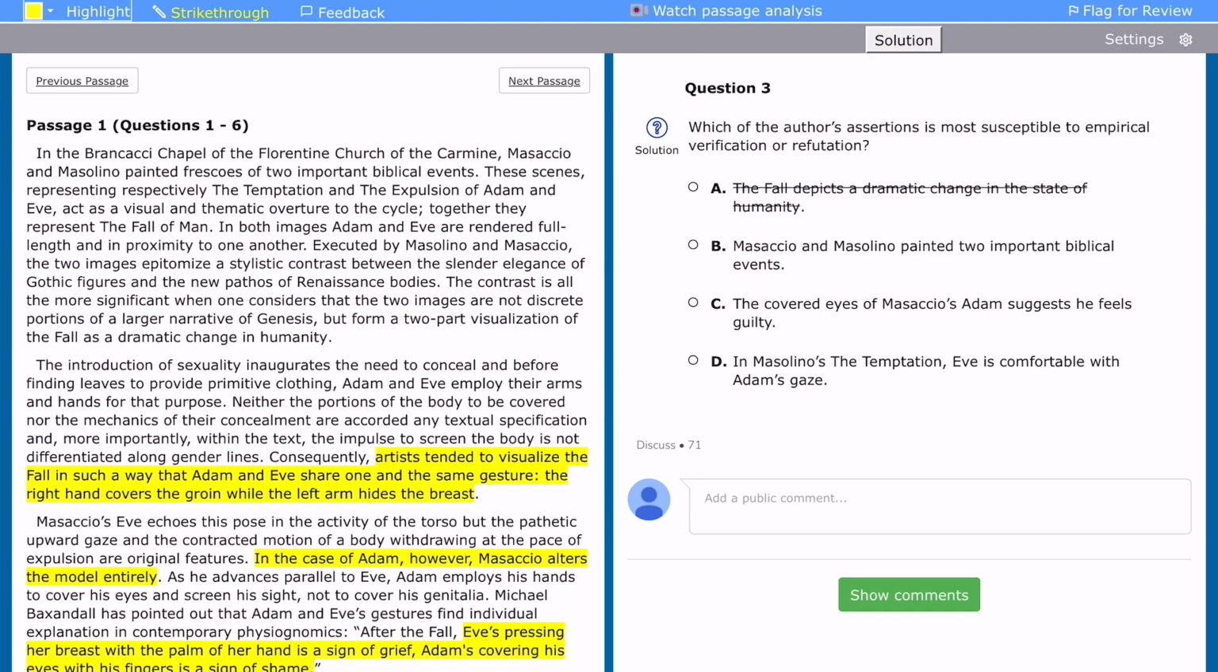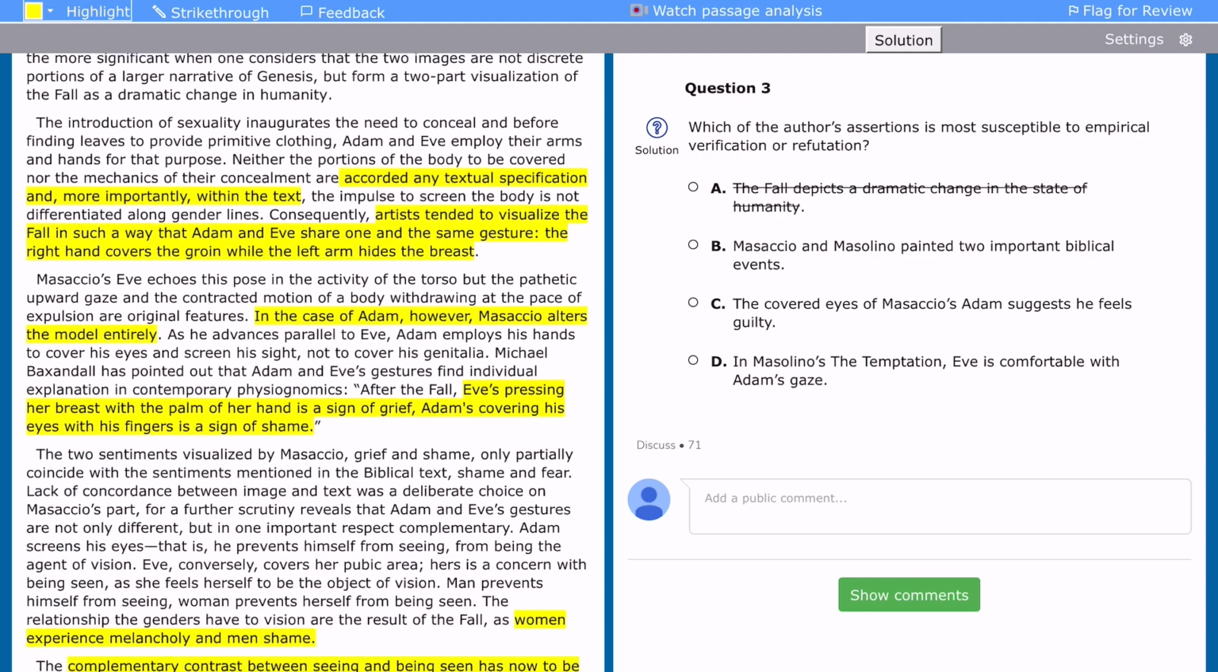B, Masaccio and Masolino painted 2 important biblical events. So this already is a true statement, which is that they did paint these things. And this is important biblically, and these are mentioned in the Bible, as the passage shows us here, within the text, as well as accorded any textual specification, meaning these are from the text. And B looks decent. C, the covered eyes of Masaccio's Adam suggests that he feels guilty.